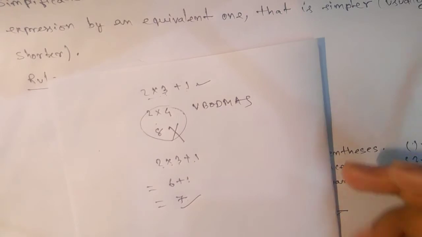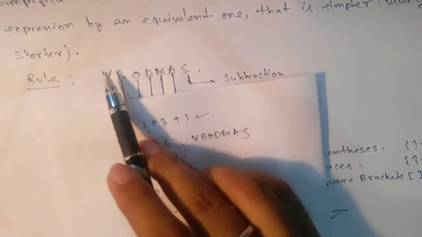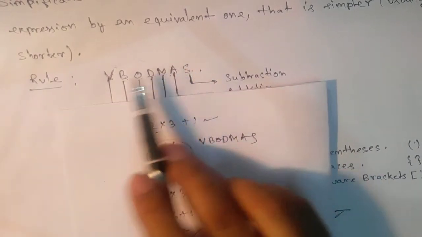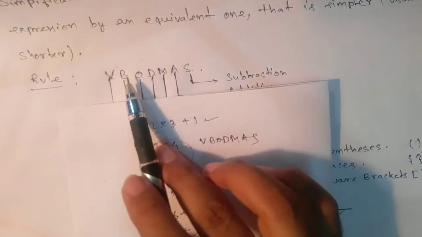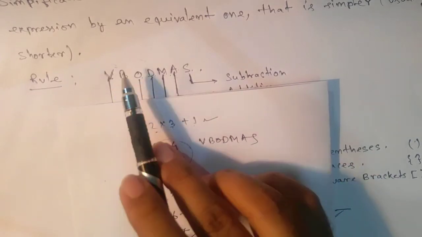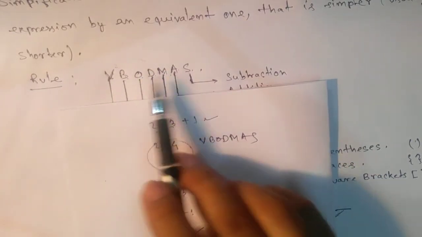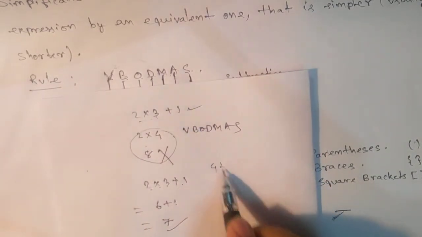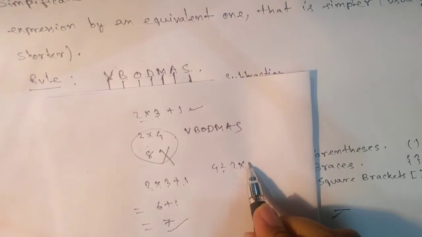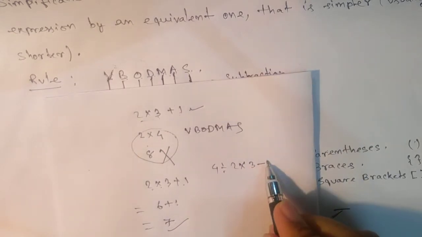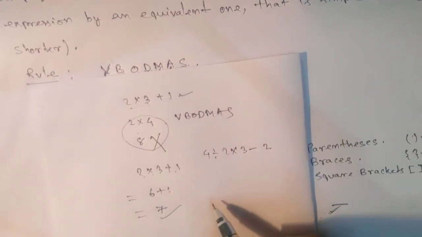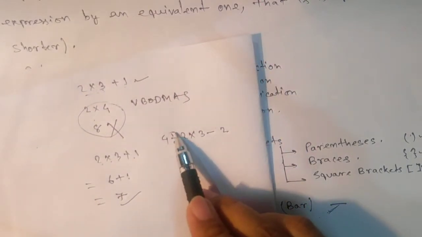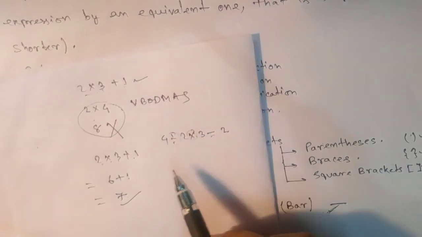So here we have so many problems, like, sir, what does that bar mean? It's the first time. In class 5 maybe you have seen this one, or maybe you have not seen it at all. So let's see. Now if I give 4 divided by 2 into 3 minus 2.